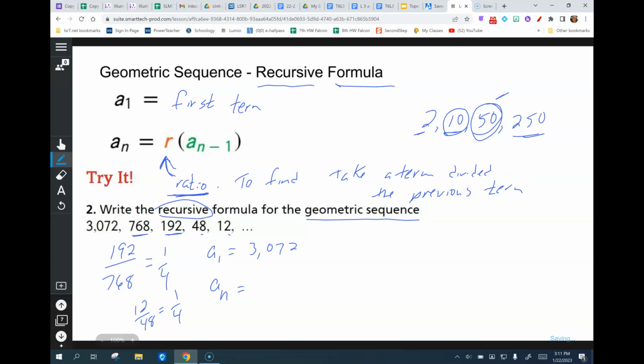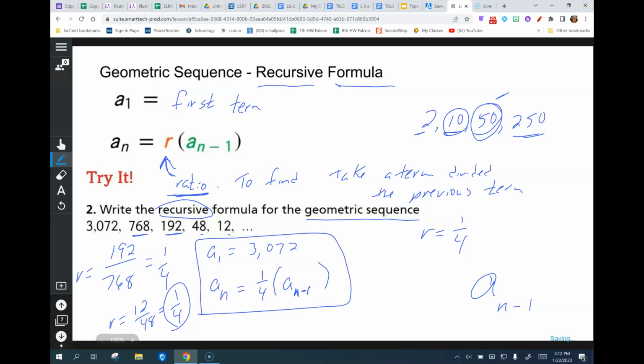So my ratio, let's just write that over here, is 1/4. See, my ratio, I guess I could have put it over here. My ratio is equal to 1/4. Okay, so I have my ratio times the previous term. And remember, this is a subscript. This has to go down below the line. So I'm going to overemphasize. Here's A, and this is n minus 1. That has to be a subscript. Don't put it right next to each other. It has to be a subscript, has to be down below. Okay, so this is our recursive form.